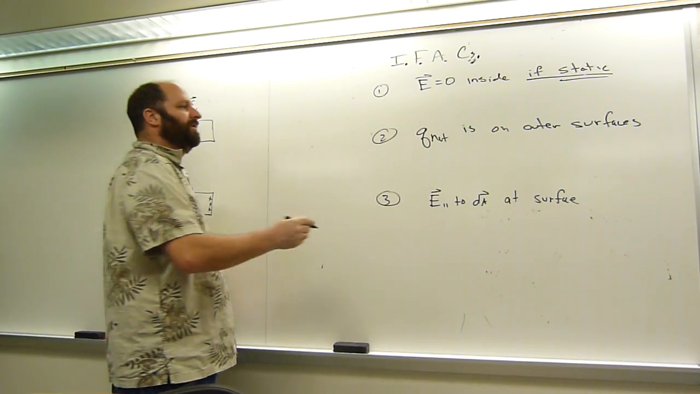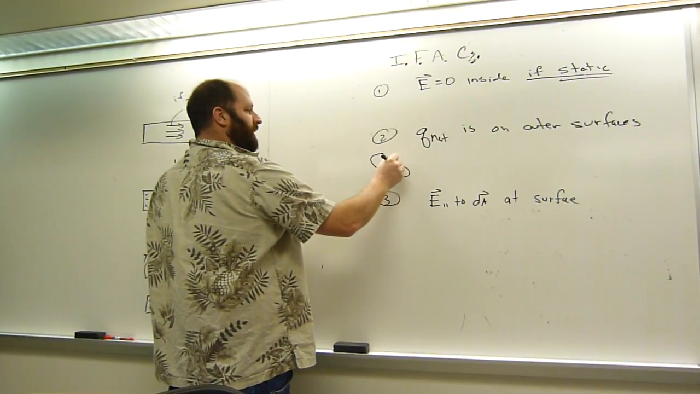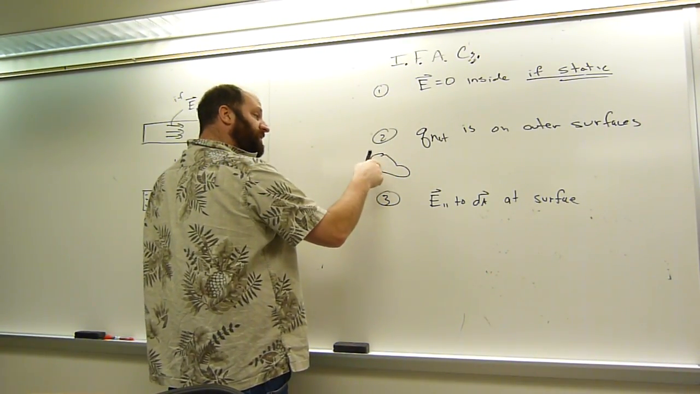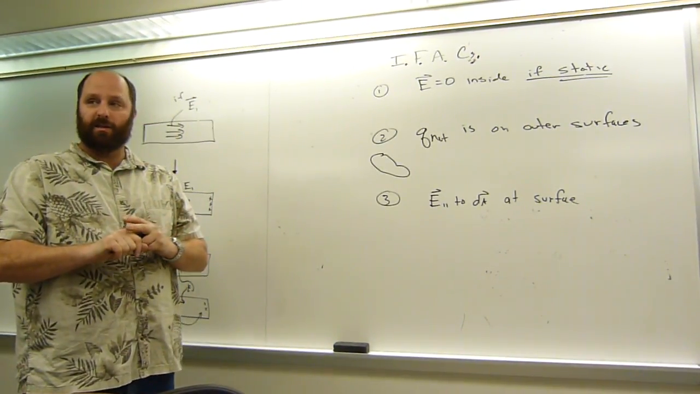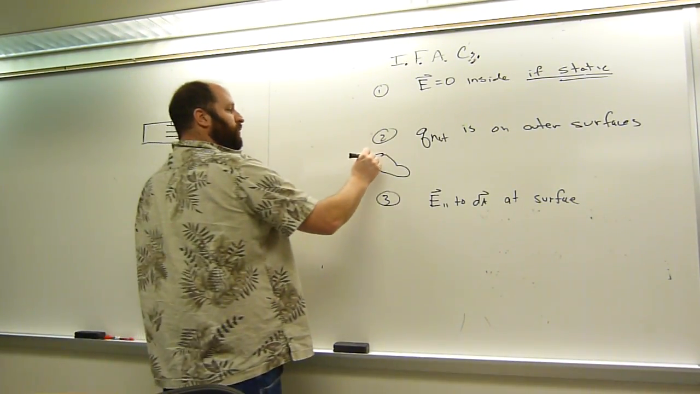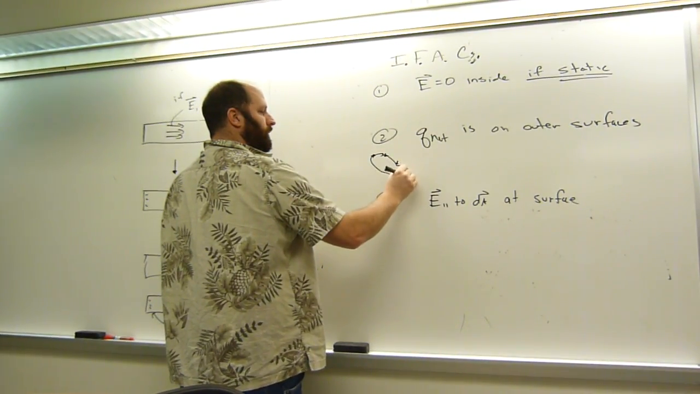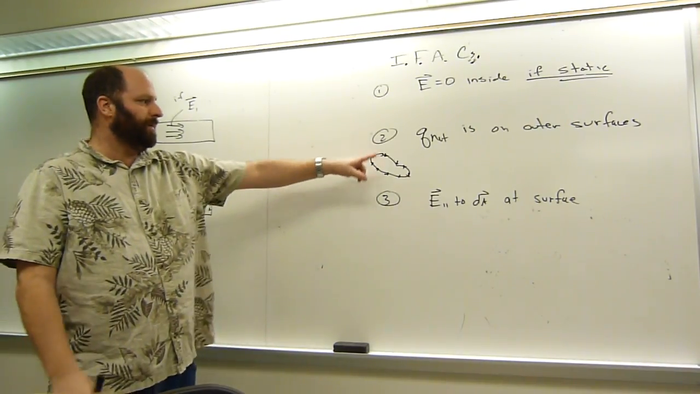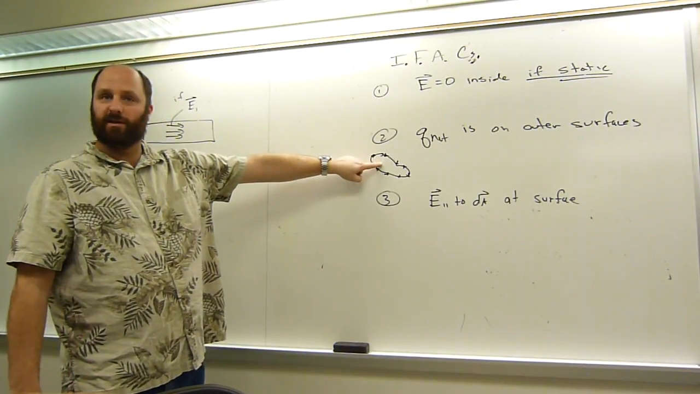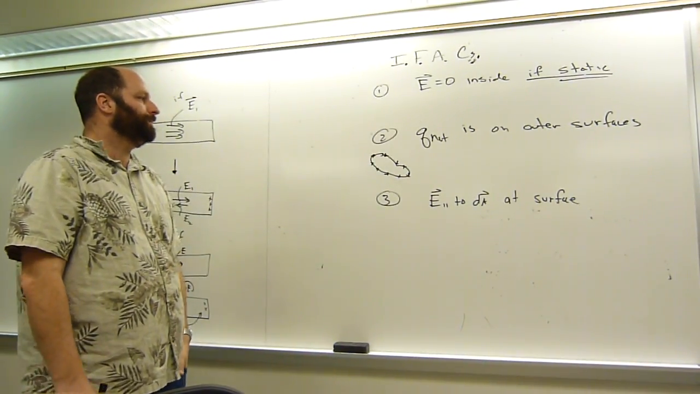So an example of that: if I have some sort of conducting material, and you've got to imagine this in 3D, if it has a net charge, that charge will be on the outer surface. If it's negatively charged, this would be minus signs. And the E field inside it would be 0, IFAC number 1.